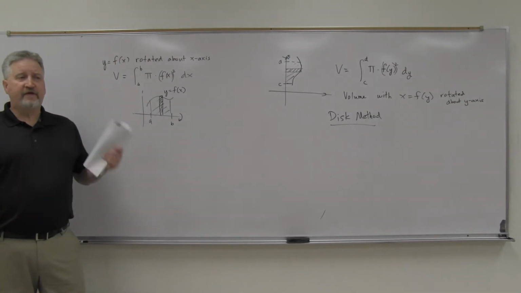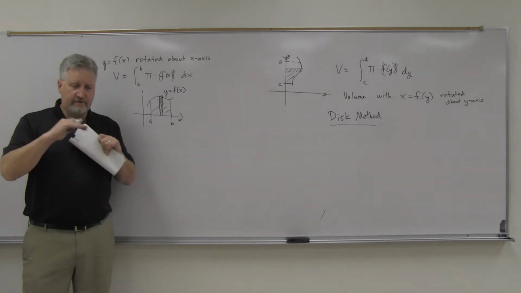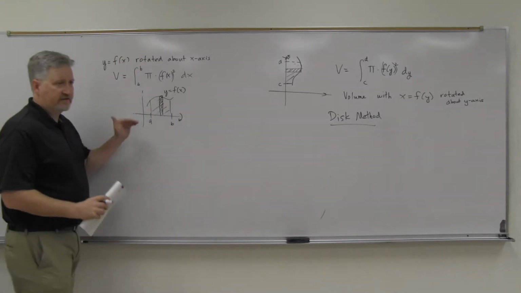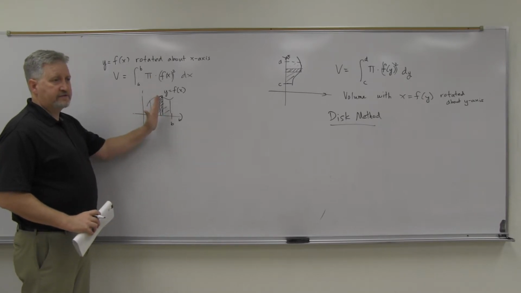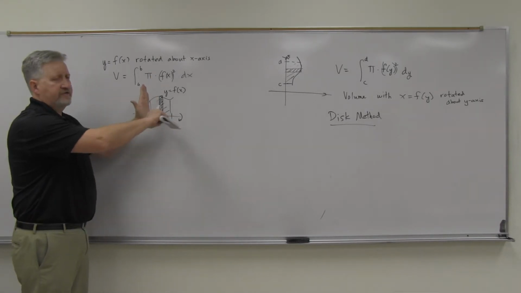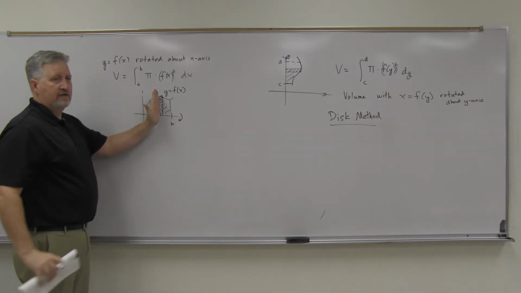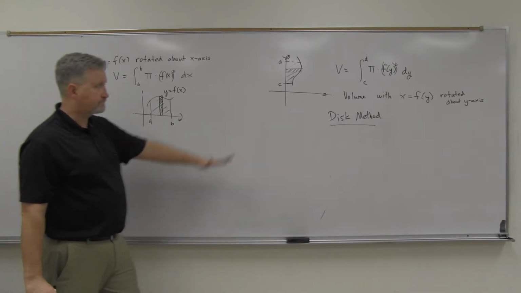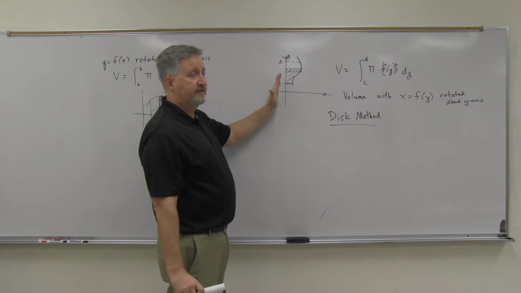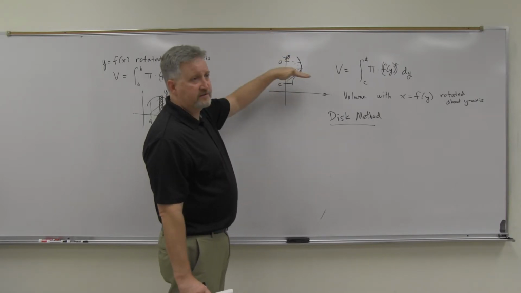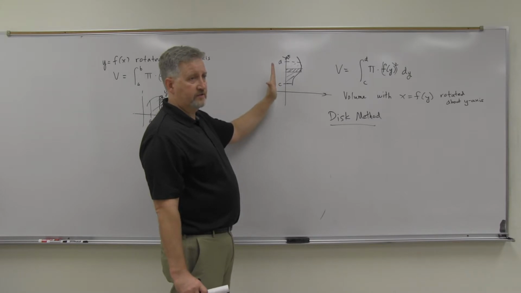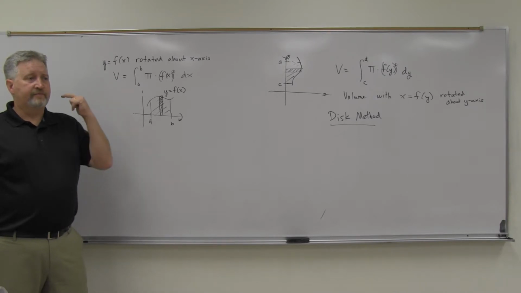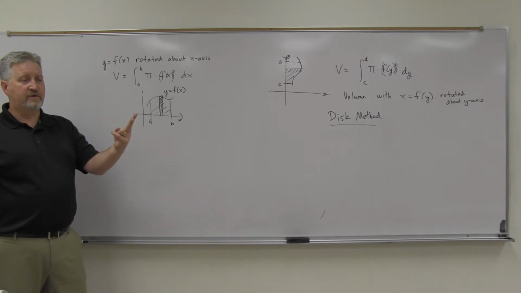But in both cases of the disk method, notice how the typical rectangle and the axis of rotation are related. We talked about this last time, but the typical rectangle here is vertical. The axis of rotation, the x-axis, is horizontal, but they're perpendicular. But notice it's the same way here. It's disk method, and the typical rectangle is perpendicular to the axis of rotation. So in both cases of the disk method, and in the washer method too, the typical rectangle is perpendicular to the axis of rotation.